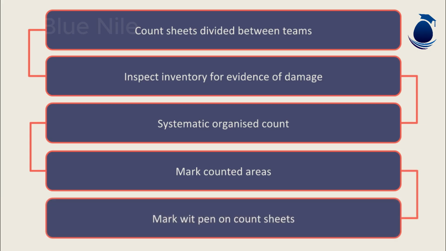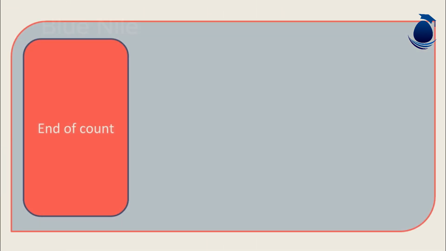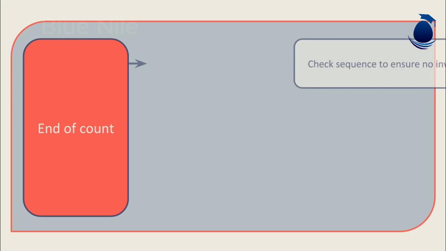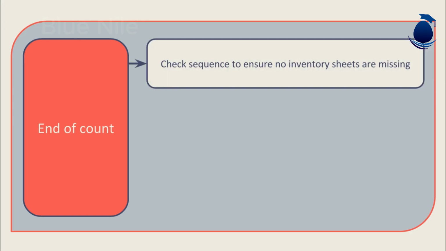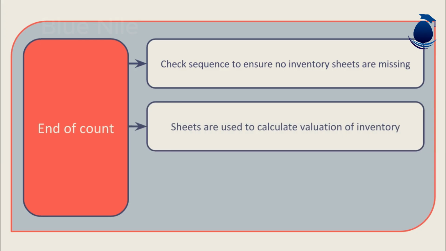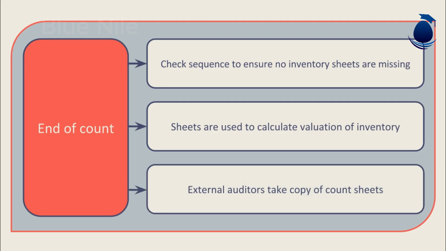This will identify if any changes are made after the count. At the end of the count, the sheets should all be signed back in and the sequence checked to ensure no inventory sheets are missing. These are then used to calculate the valuation of inventory to include in the financial statements. External auditors would take a copy of the count sheets as evidence before they leave if attending.